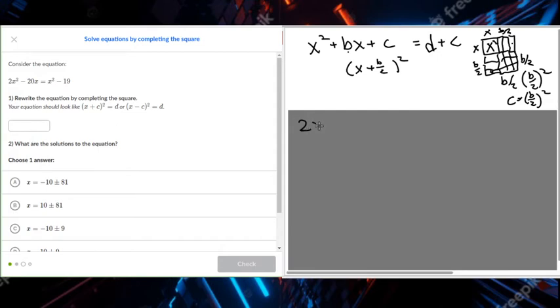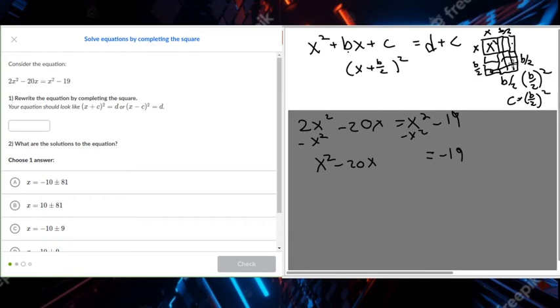And it's good. 2x squared minus 20x equals x squared minus 19. I'm going to subtract x squared from both sides so I can get it in the form I want. So I have x squared minus 20x is equal to negative 19. Okay. And we're going to take half of those negative 20 x's and put them over here, another half over here.